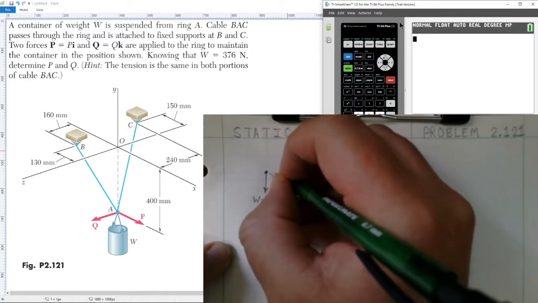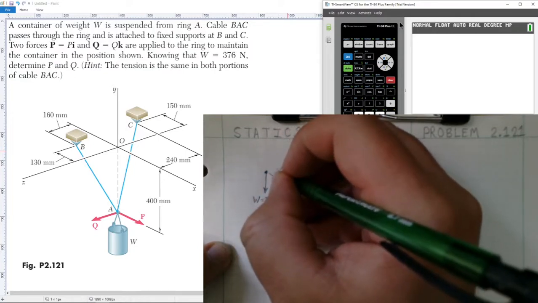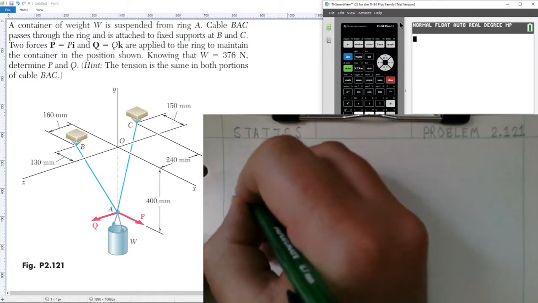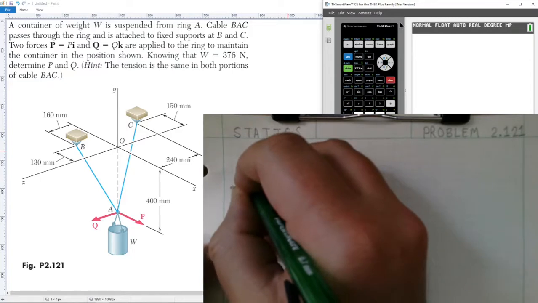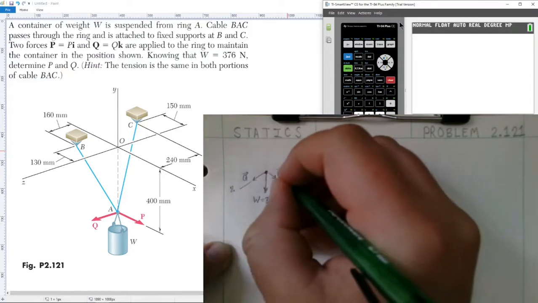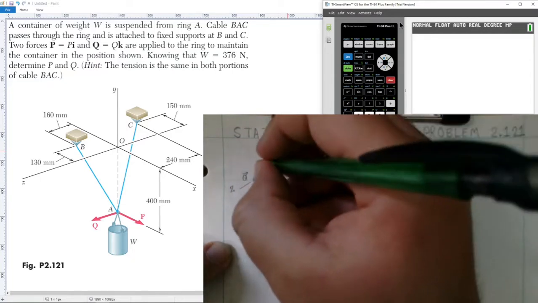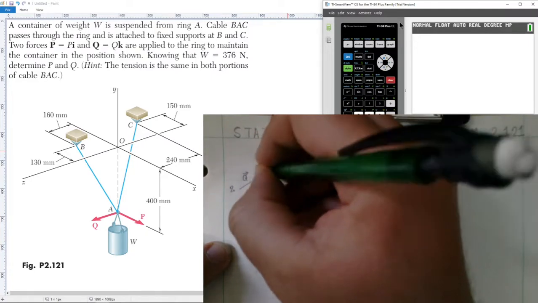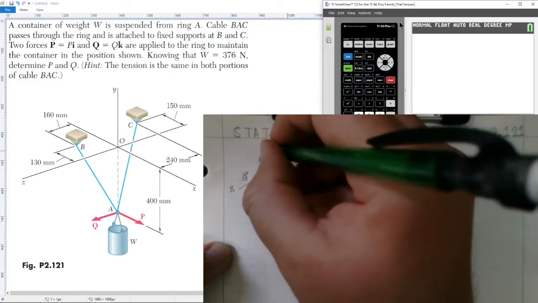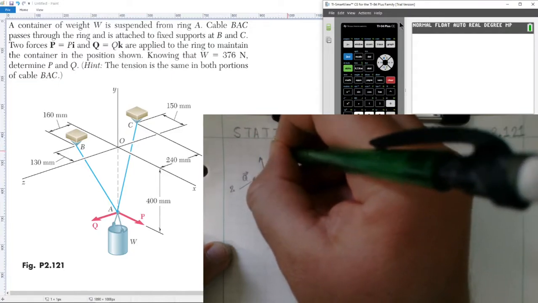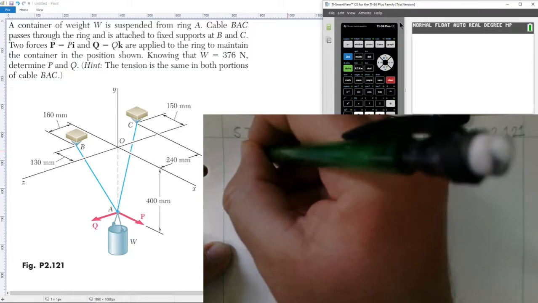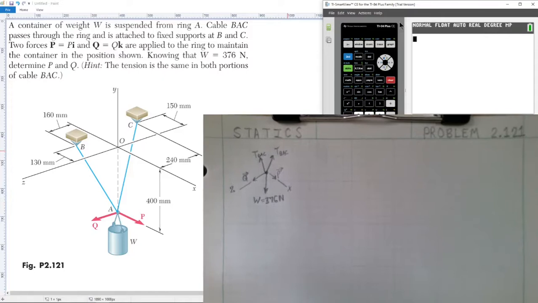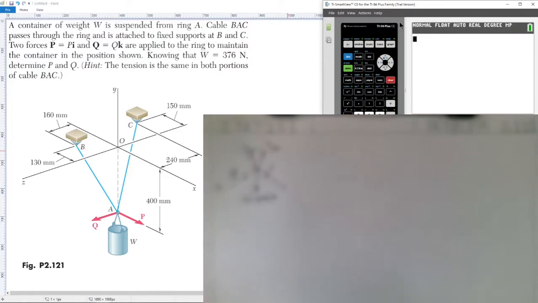That's vector P. Its only component is on the x-axis. And vector Q's only component is along the z-axis. So we'll draw those in, label them as well. And of course we have the tension in the two cables supported by the ring, as being tension BAC for both. Okay, so get a good view of that for you.